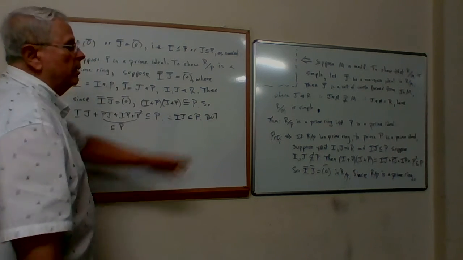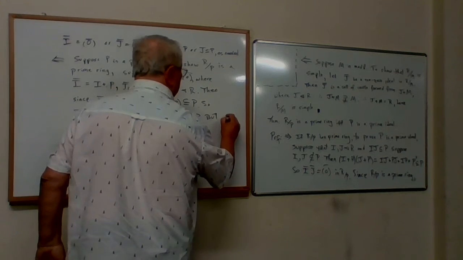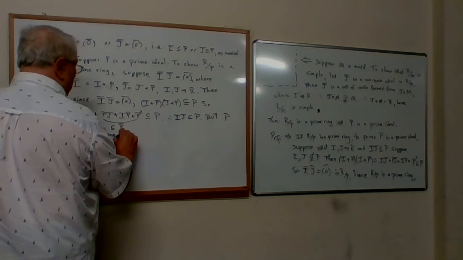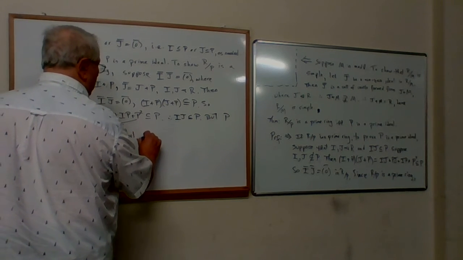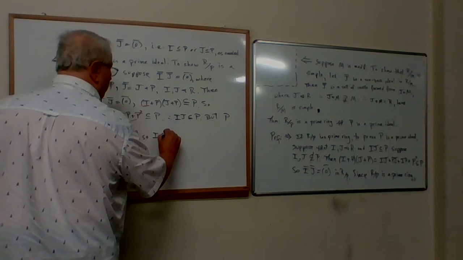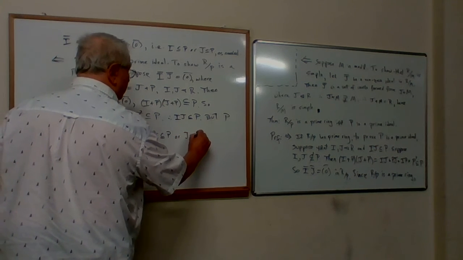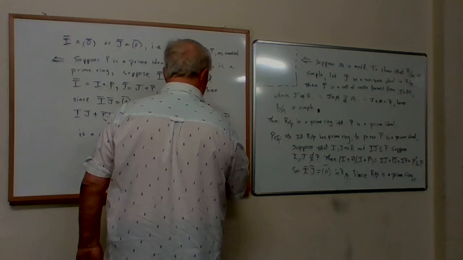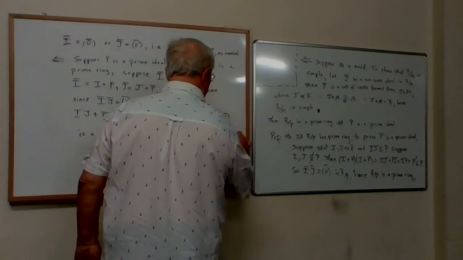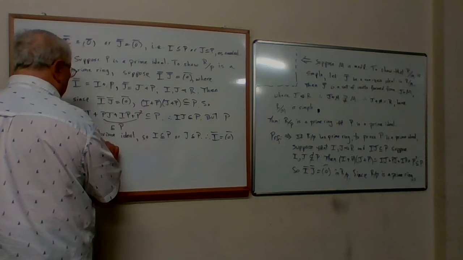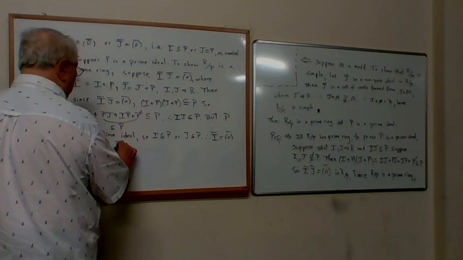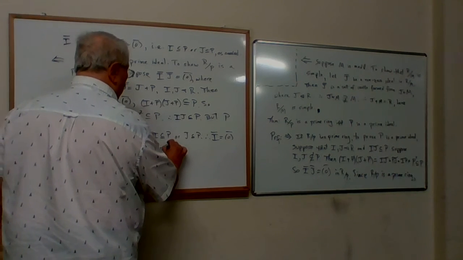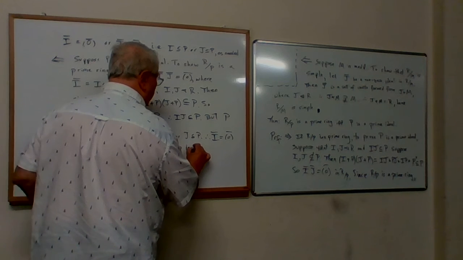But what do we know about P? P is a prime ideal. So I is contained in P or J is contained in P. Therefore, I bar is 0 bar or J bar is 0 bar in R mod P. Thus, R mod P is a prime ring. And now we're done.